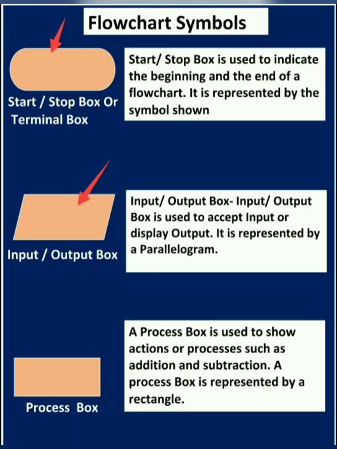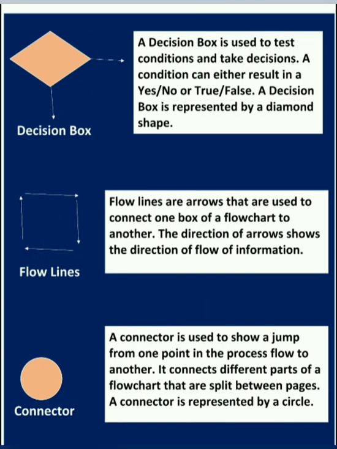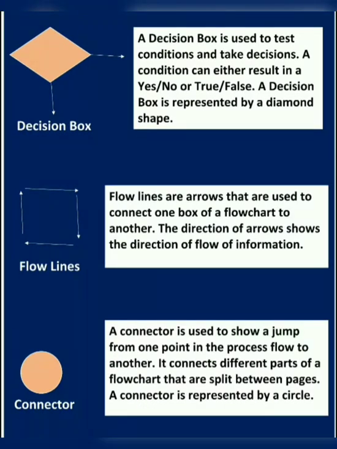Then the process box is used to show an action or process such as addition, subtraction, multiplication, division. A process box is represented by a rectangle. A decision box is used to test a condition and take decisions. A condition can result in either yes or no, or true or false. A decision box is represented by a diamond shape.